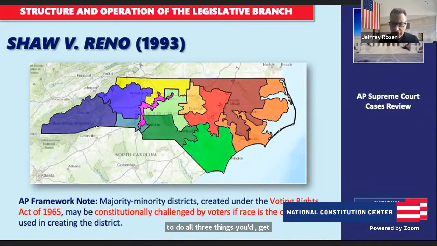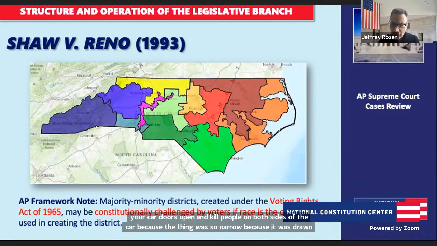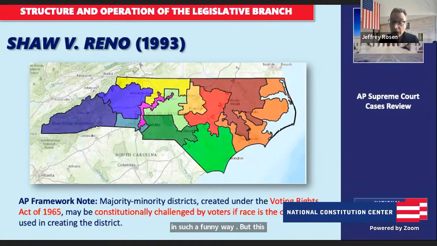But this was the beginning of a very hotly contested series of decisions about how much, if any, Congress and legislators can take race into account in drawing voting districts. And that debate continues today.